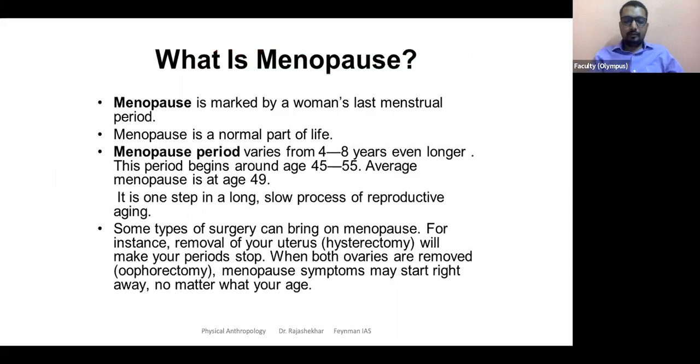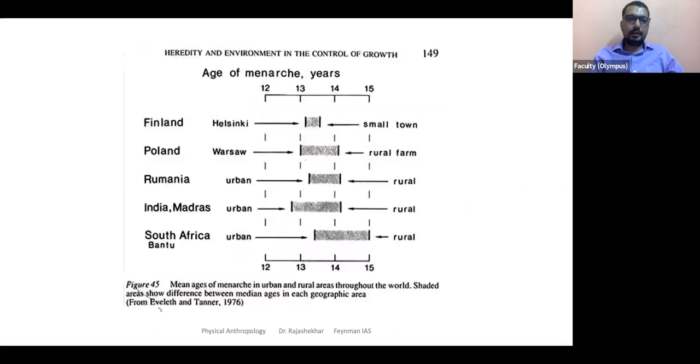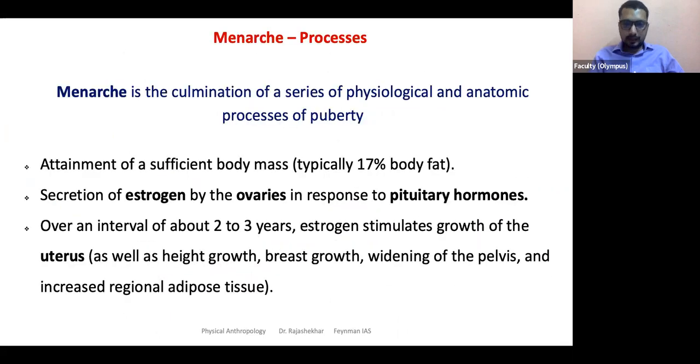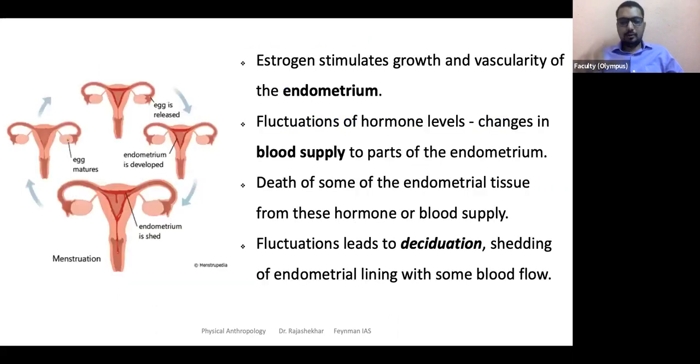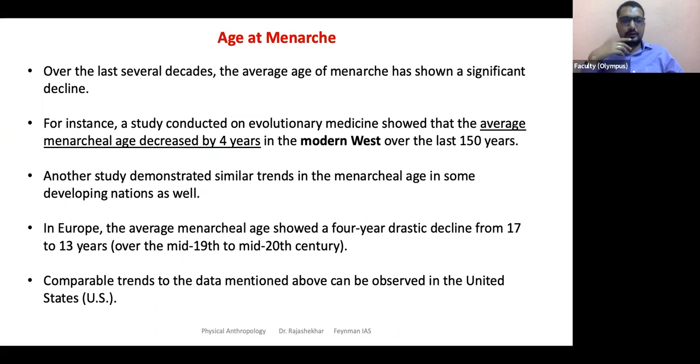Okay, this is briefly about menarche. What did we learn in menarche? First of all, we talked about what menarche is. And we discussed the processes behind menarche, the overall process during menstruation. And then we talked about what age menarche takes place. We said it used to be 17, but it got down to 13.